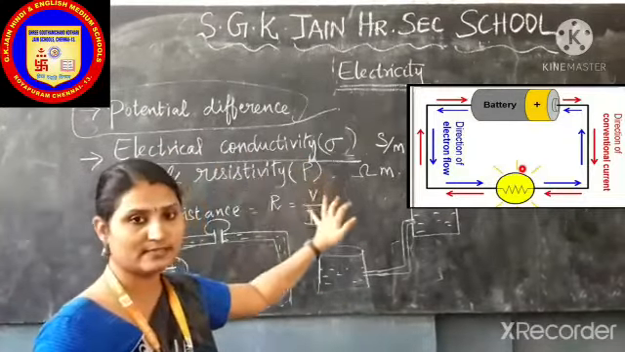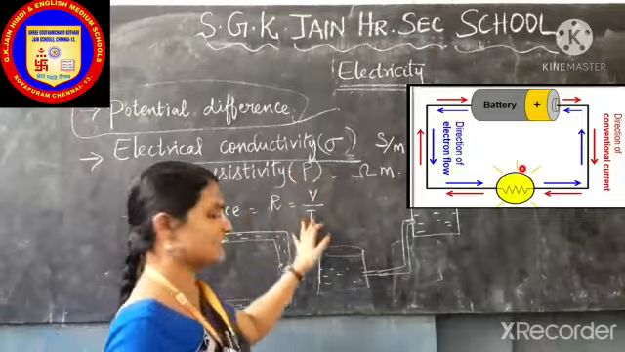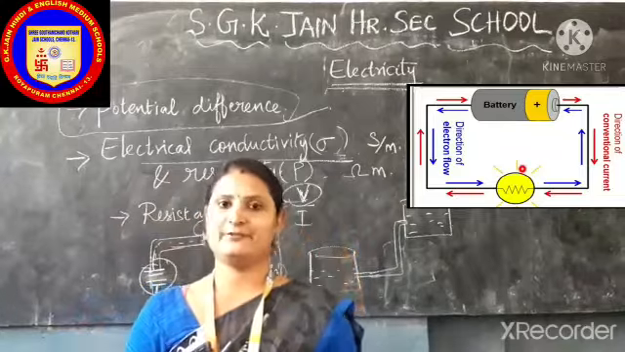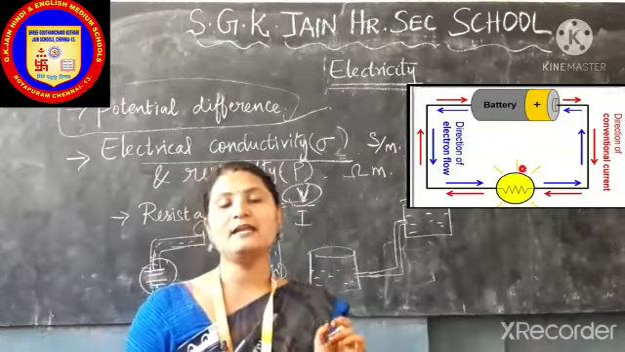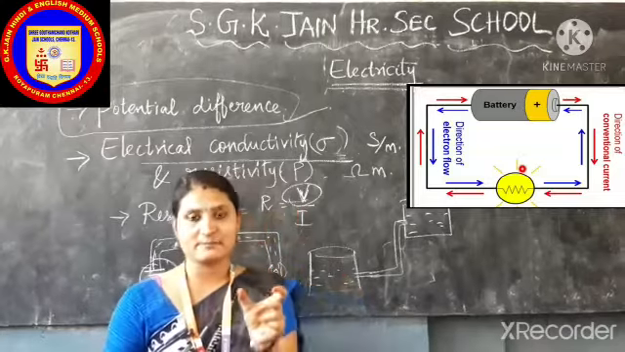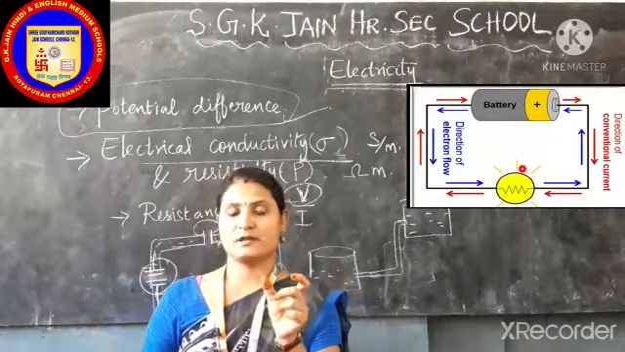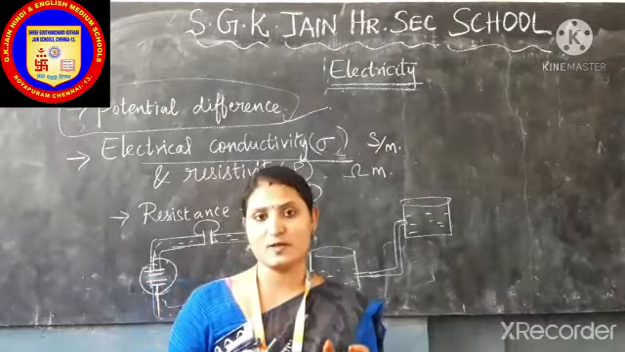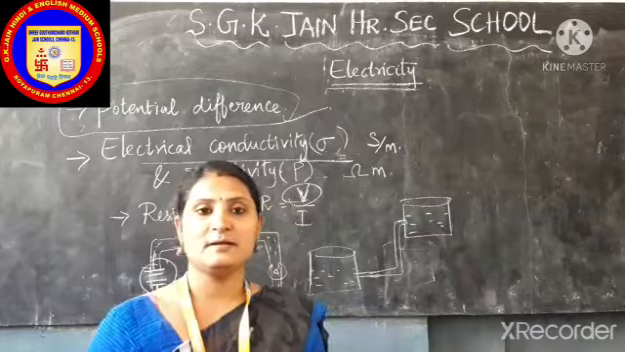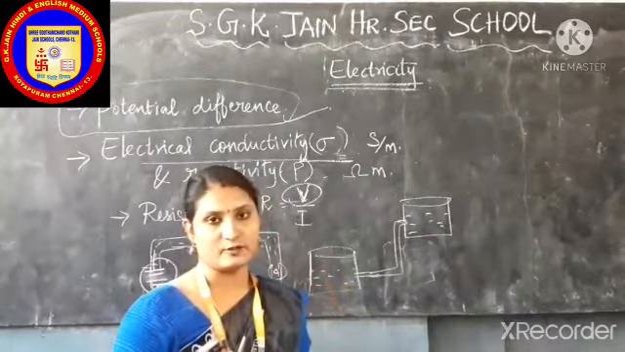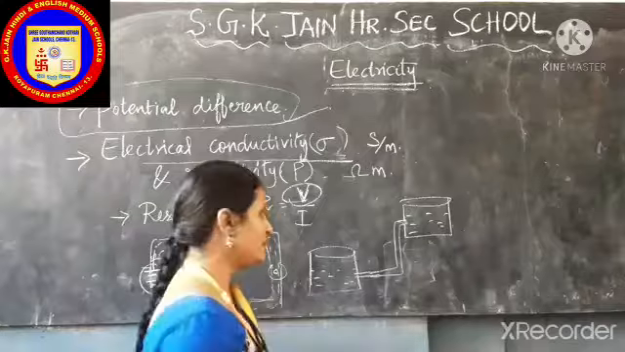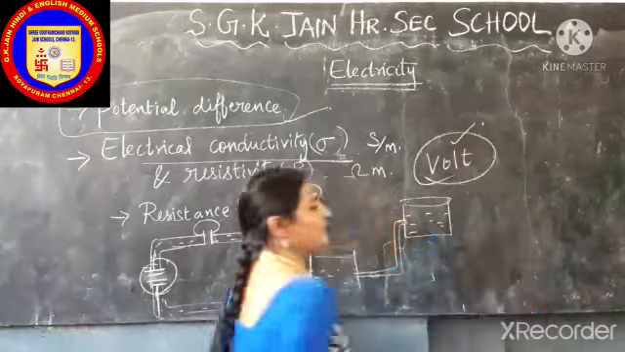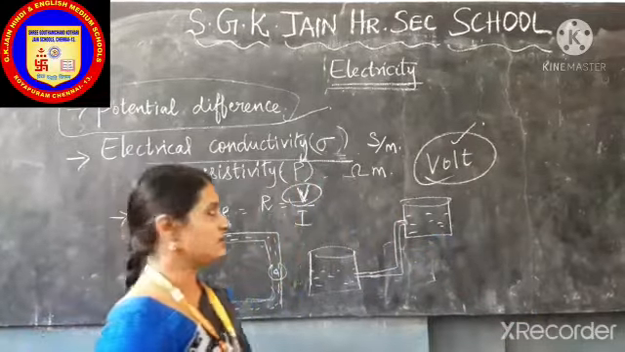Before going into this topic, we must know what is resistance. We must know how to measure the potential difference in the circuit. So we can measure the potential difference by using the instrument voltmeter. The voltmeter is an instrument used to measure the potential difference in the circuit, and that unit is volt. The unit of potential difference is volt.